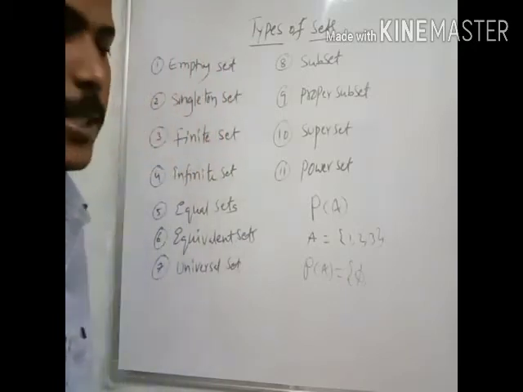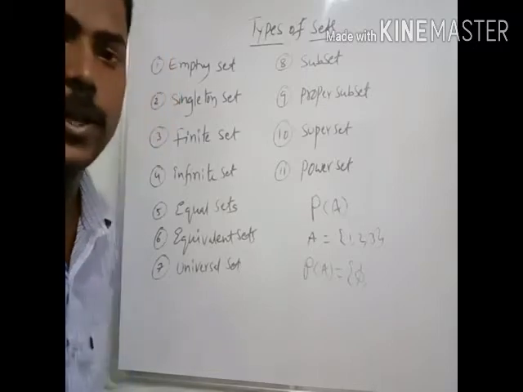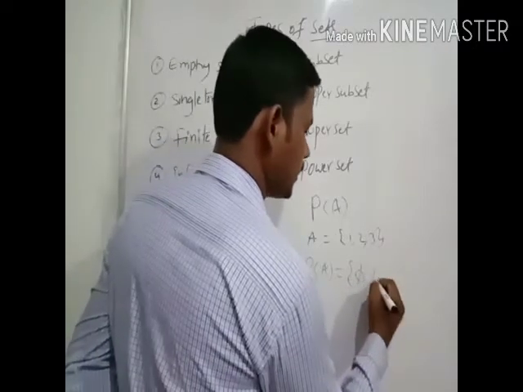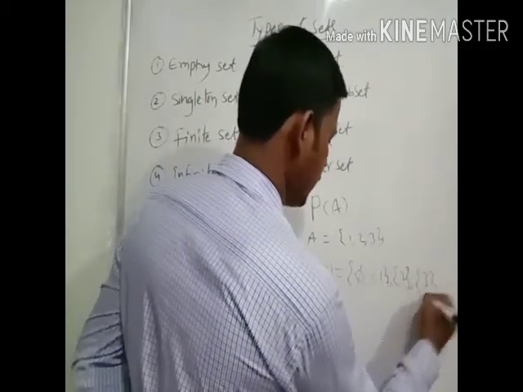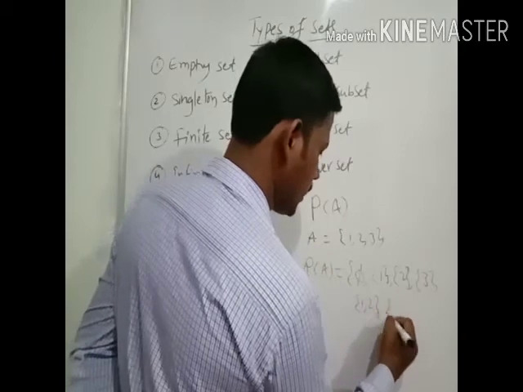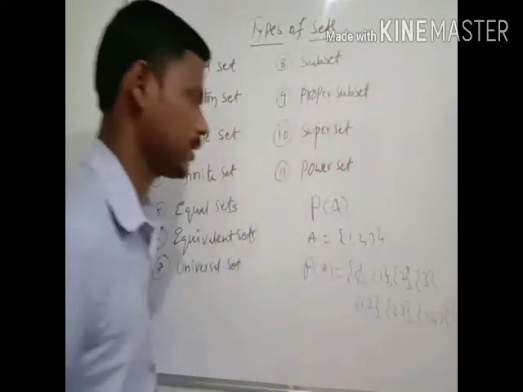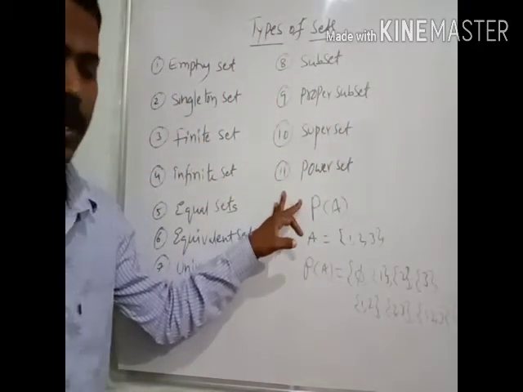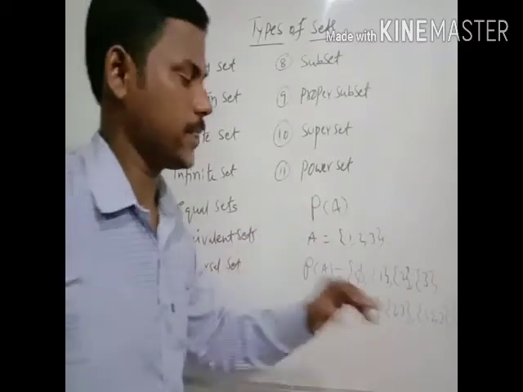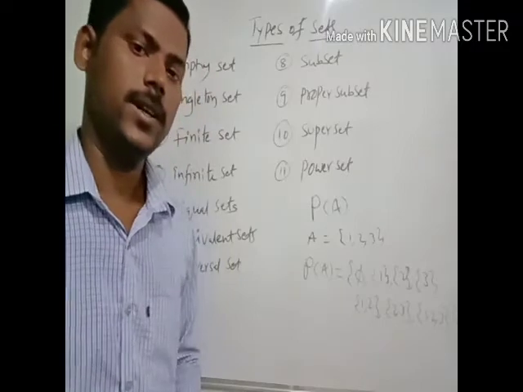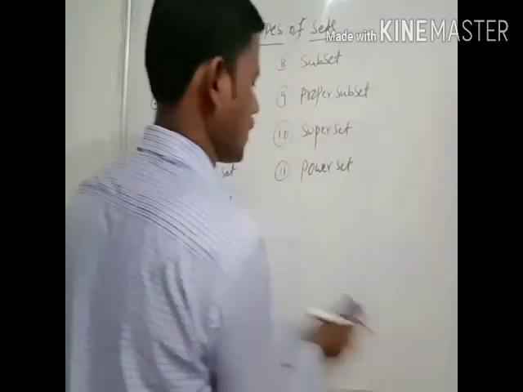The empty set is a subset of any set because the empty set does not contain any element. Next, singleton sets {1}, {2}, {3}, next {1, 2}, {1, 3}, {2, 3}, and next {1, 2, 3}, the total set. This is called the power set. The set of all the subsets of a set is called the power set. Okay children, understand?